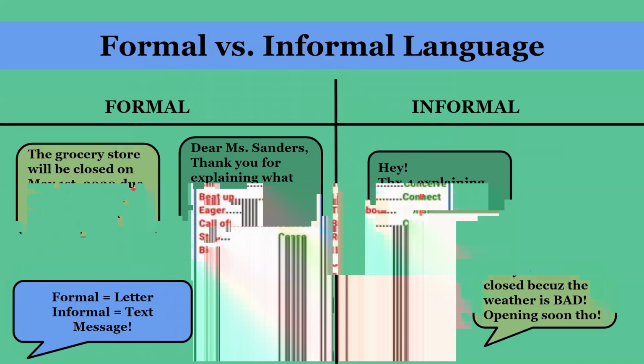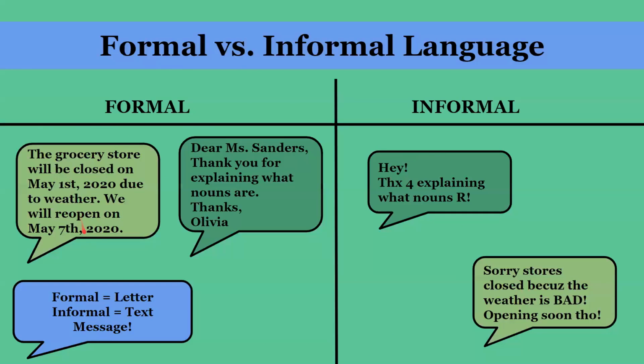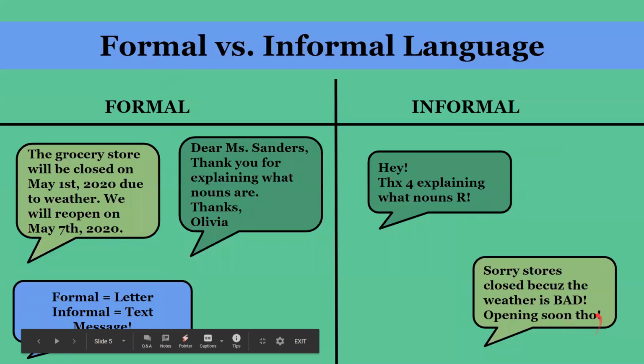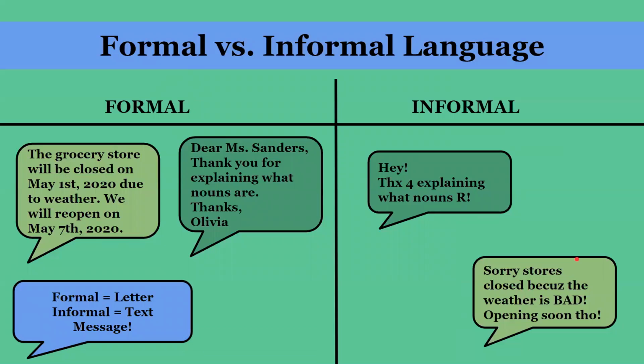Here's some examples here. So in this yellowish green color, we have the grocery store will be closed on May 1st, 2020 due to weather. We will reopen on May 7th, 2020. That is very formal and straight to the point. While in informal, we have, sorry, store's closed because the weather is bad. Opening soon though. Notice that though is not written formally, and bad is capitalized, and we're using an exclamation point. And because is written incorrectly as well. It's more like text language or talking to a friend, while this is a statement that can be taken seriously.